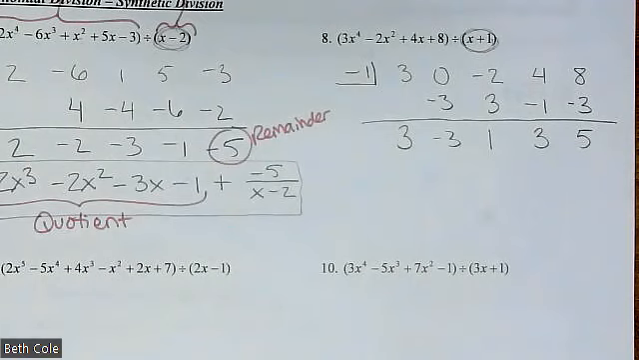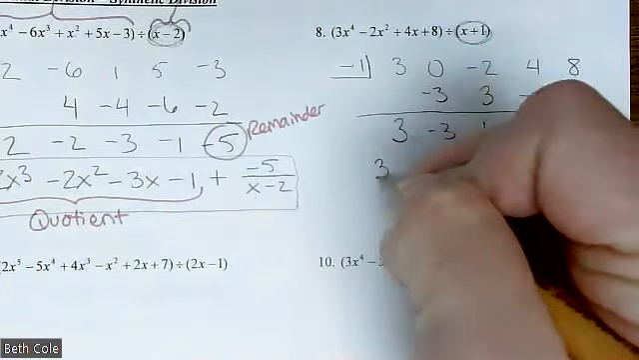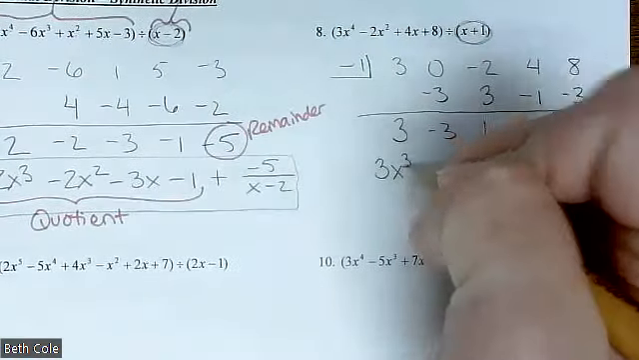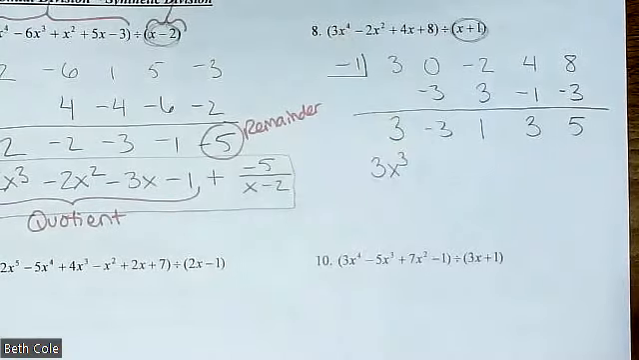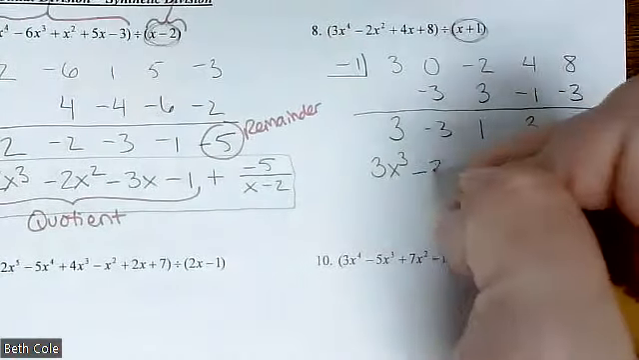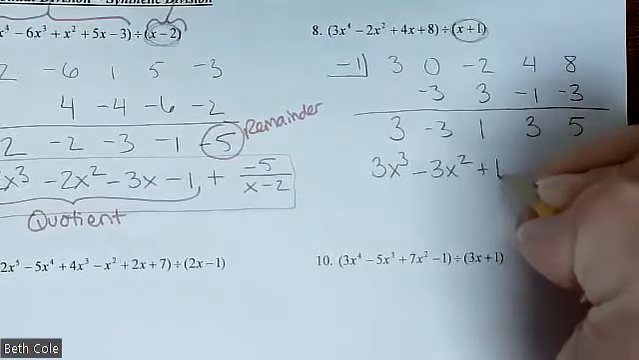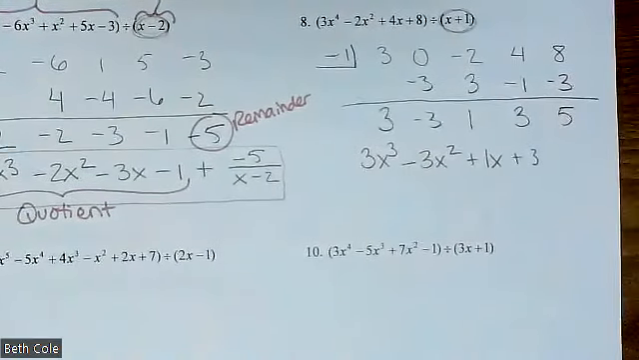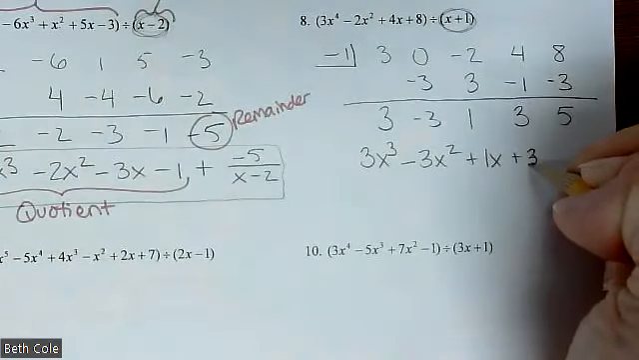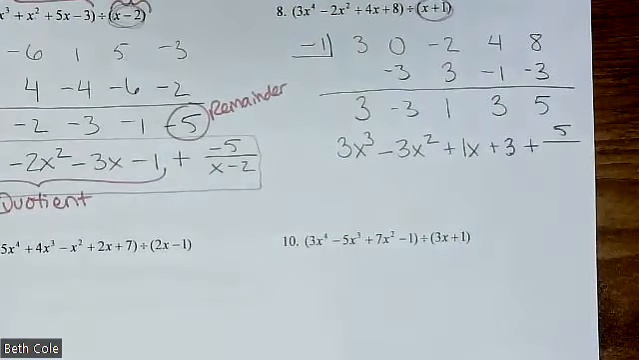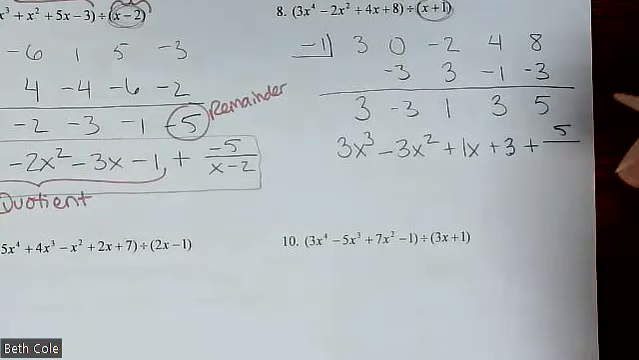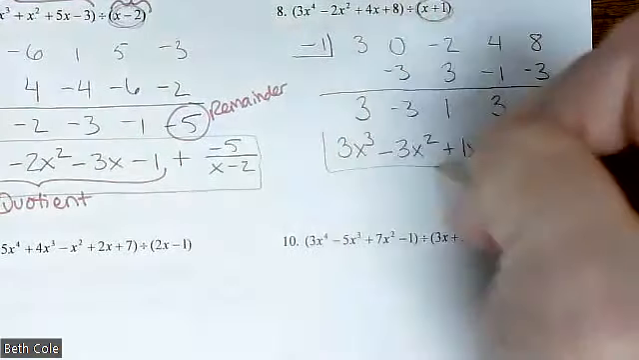Now, when you go to write your answer, what power are you going to start with? 3. Why 3? You divided it. Good. 1 less than what you had. So 3x to the 3rd minus 3x squared plus 1x plus 3. 5 is the remainder, so I'm going to put plus 5 over what? x plus 1. That's the answer.